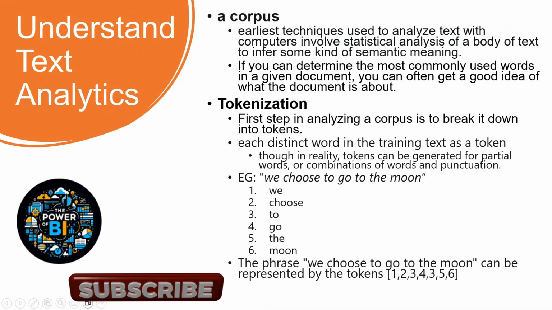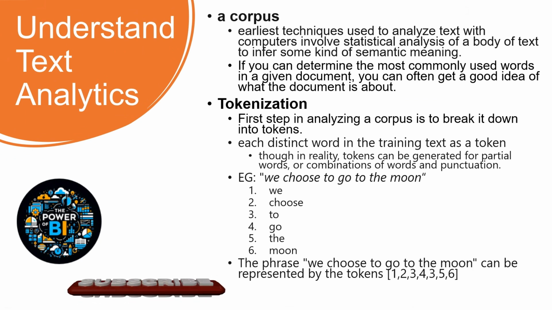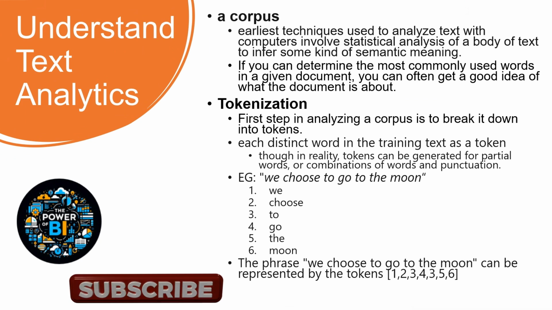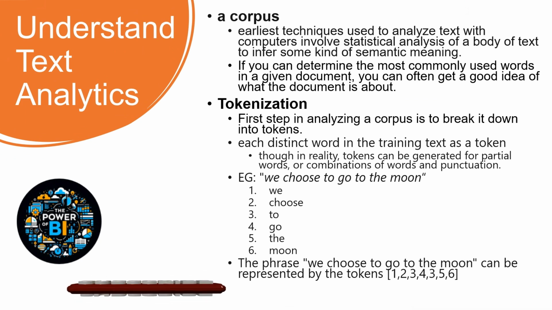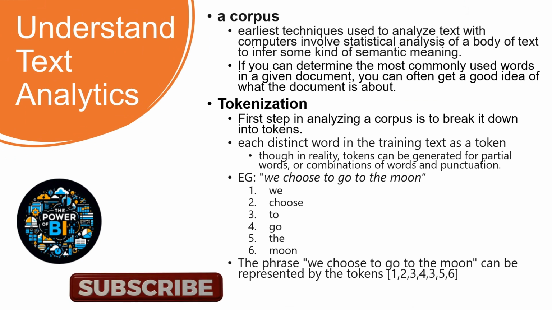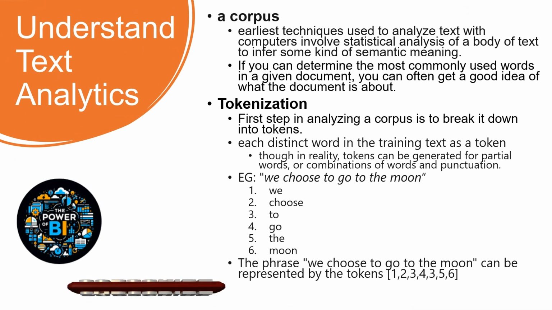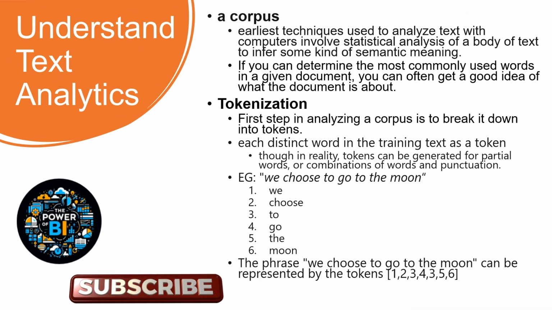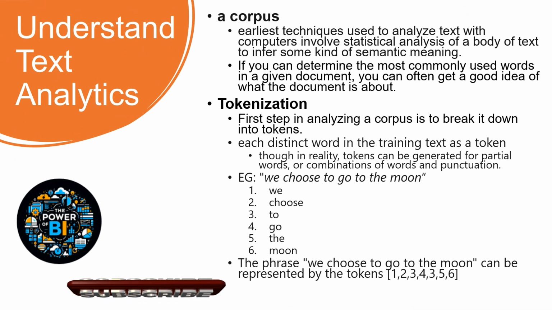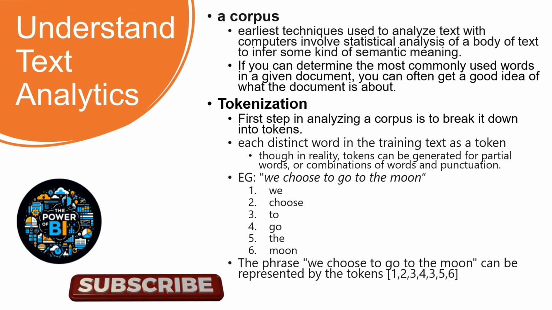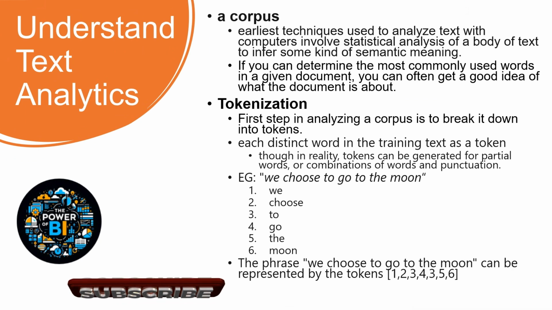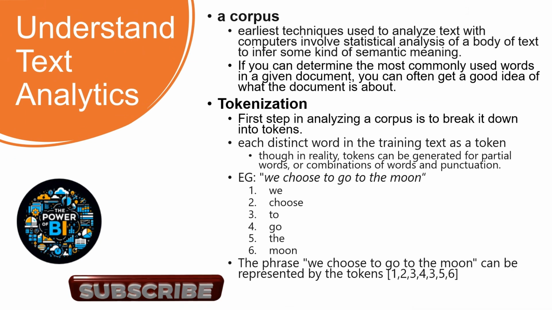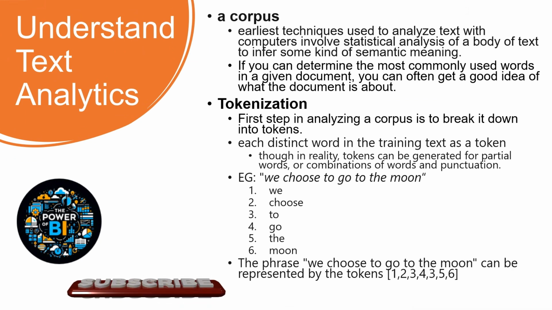So what is text analytics? Before exploring the text analytics capabilities of the Azure AI Language service, we'll go through some general principles and common techniques used to perform text analysis and other language tasks. Some of the earlier techniques used to analyze text with computers involve statistical analysis of a body of text, which is called a corpus, to infer some kind of semantic meaning. If you simplify this, if you can determine the most commonly used words in a given document, you can often get a good idea of what the document is about. The first step in analyzing a corpus is to break it down into tokens, which is called tokenization.